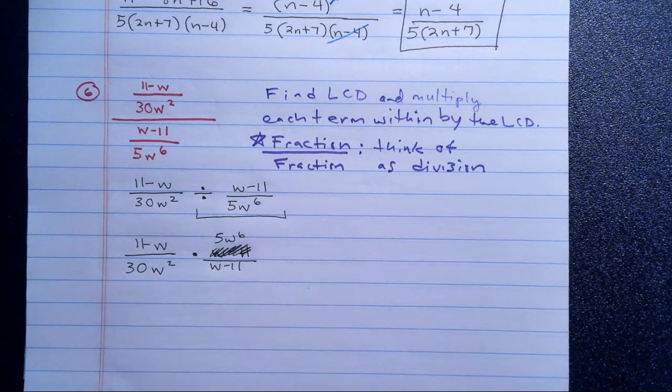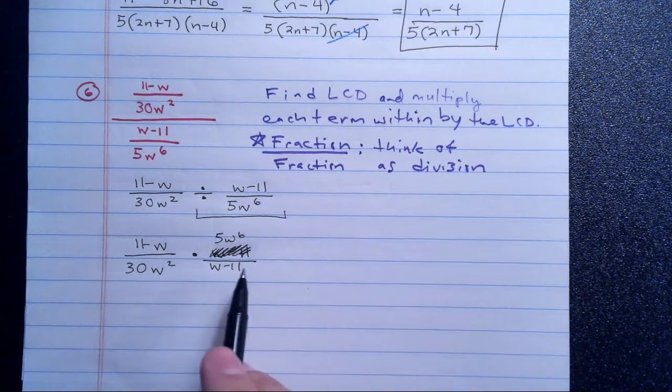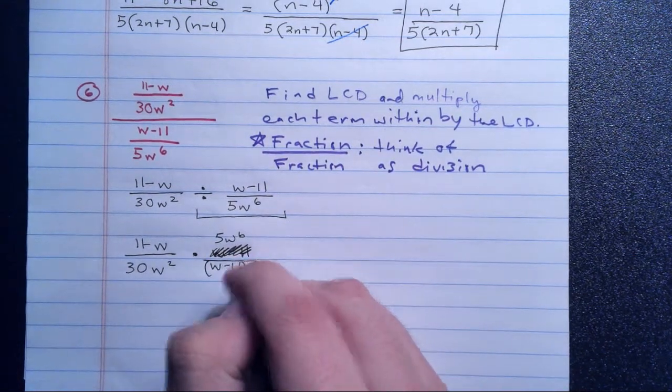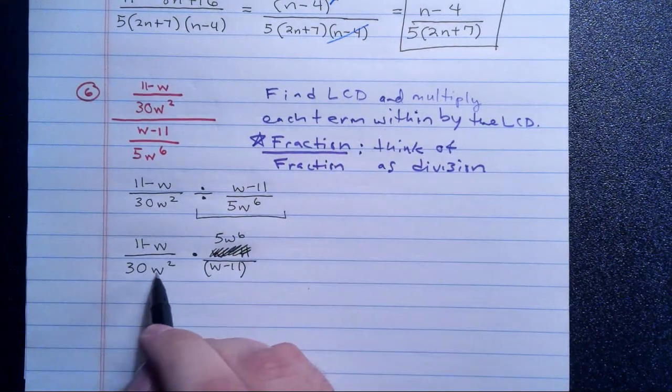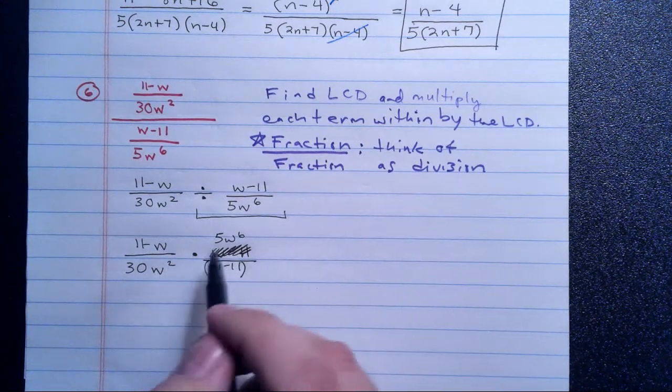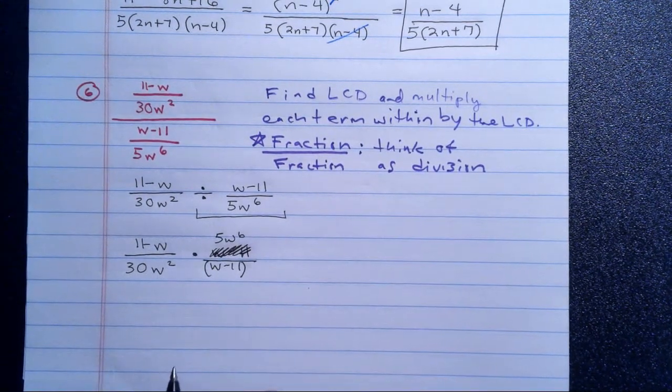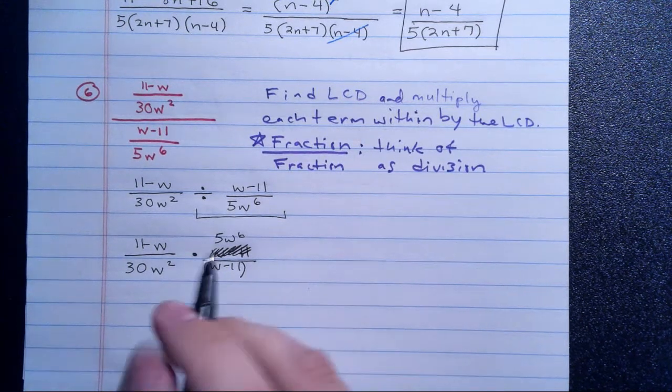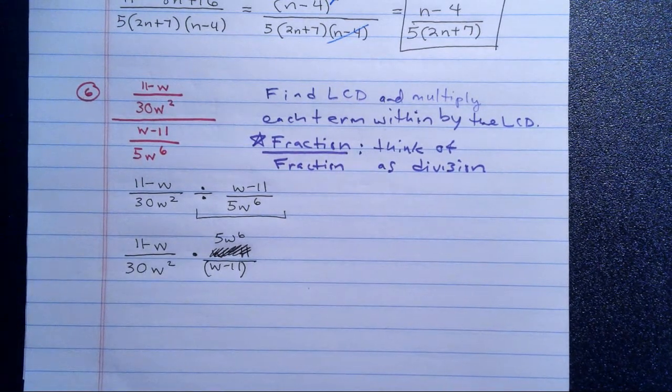My fault. All right, so now, this one's a little bit simpler even than a lot of the problems we've been looking at because the factoring here is very minimal. W minus 11 is already factored. I can't do anything with that. 30w squared, well, that's 30 times w squared. 5w to the 6 is 5 times w to the 6. There's no real factoring, per se, the way we typically think of it, to go on with those. The only one I have to do a little bit of work with is 11 minus w.